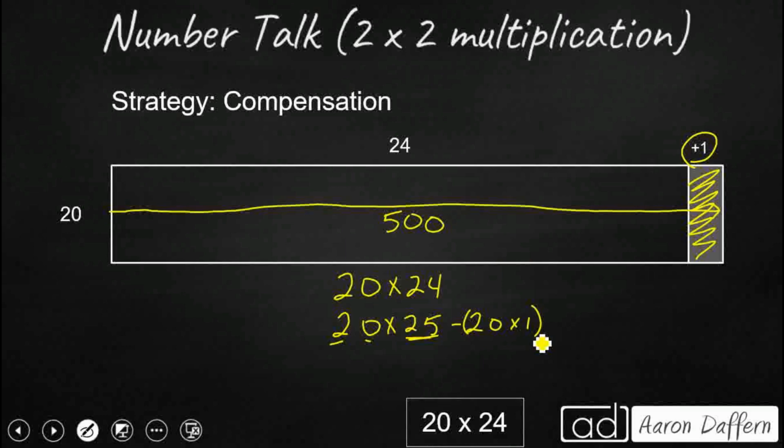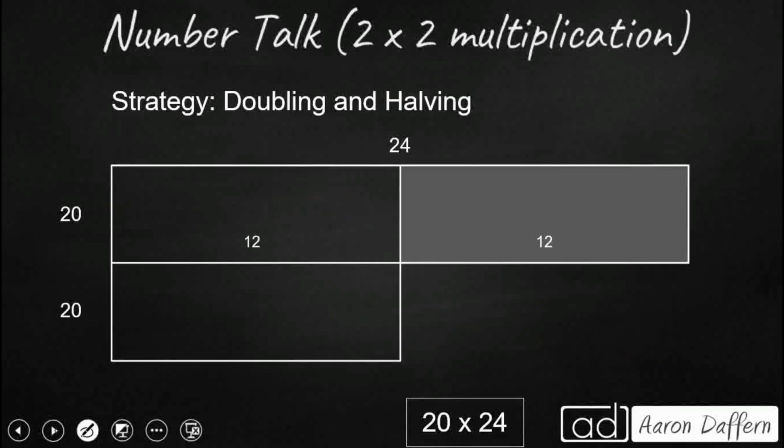And that's going to take 20 away. So that's where you get your 500. Take away your 20. You're going to always end up back at 480. We could also double and half.